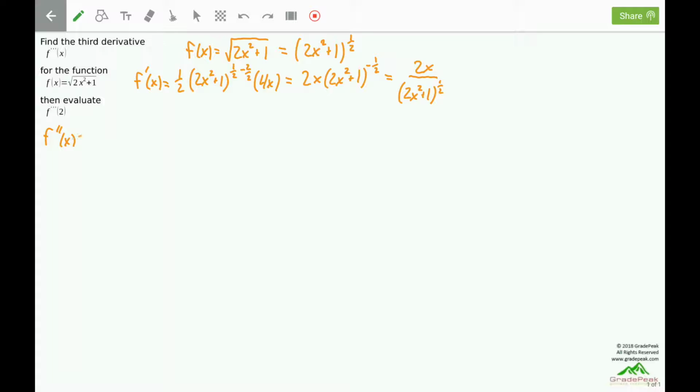So the second derivative will be the derivative of the numerator, that's a 2, times the denominator left alone, 2x squared plus 1 to the 1/2 power, minus the numerator left alone, 2x, times the derivative of the denominator. We'll bring the 1/2 down, leave the inside alone, 2x squared plus 1. We will subtract 1 from the power, I will call that 2/2, and then multiply by the derivative of the inside, which will be a 4x. All this over the denominator squared.